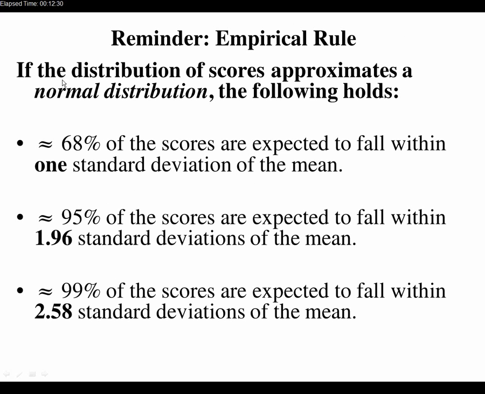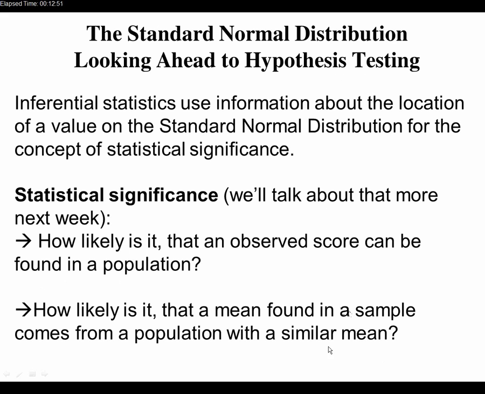Reminder about the empirical rule. If the distribution of scores approximates a normal distribution, the following holds true. You remember, 68% of the scores is expected to fall within 1 standard deviation, 95% of the scores is expected to fall within about 2 standard deviations, and 99% of the scores is going to fall within about 3 standard deviations. The standard normal distribution, looking ahead to hypothesis testing.